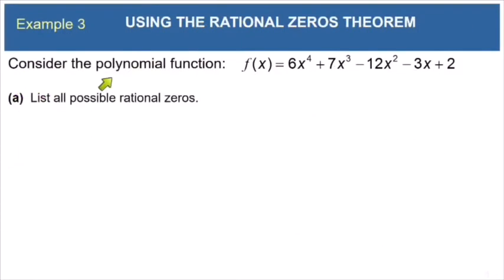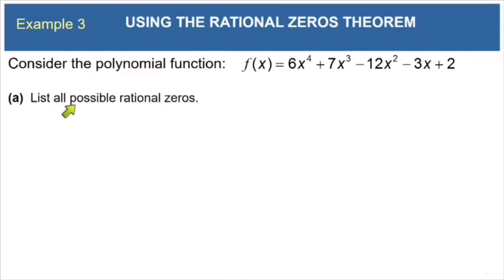So let's take a look at this polynomial. So here we have f of x equals 6x to the fourth plus 7x to the third minus 12x squared minus 3x plus 2. And we're not given any of the zeros, but notice that part A says list all the possible rational zeros.